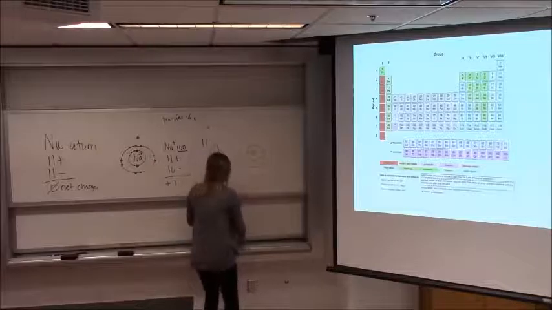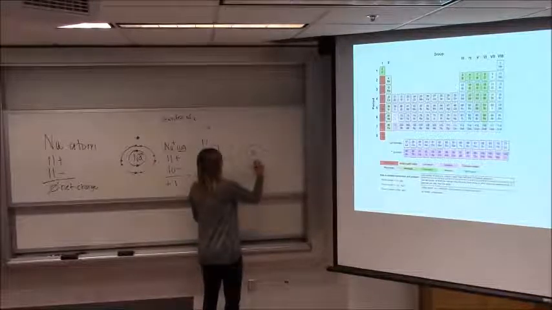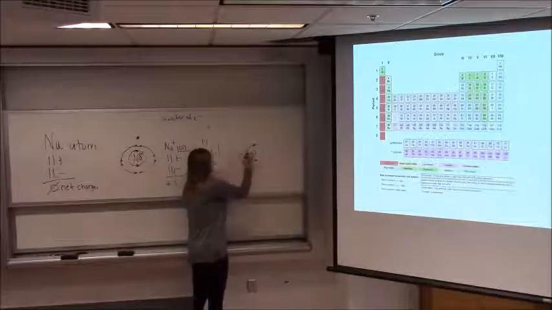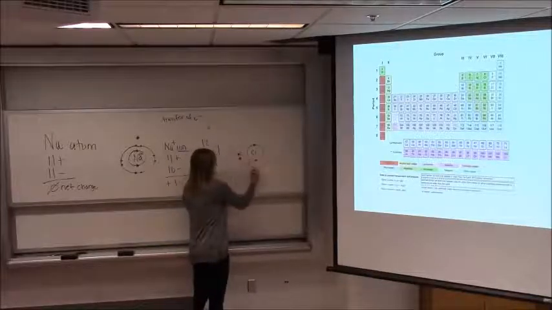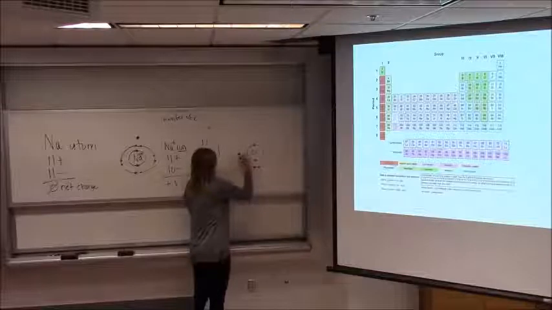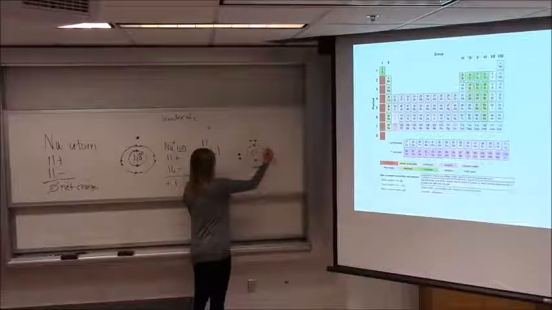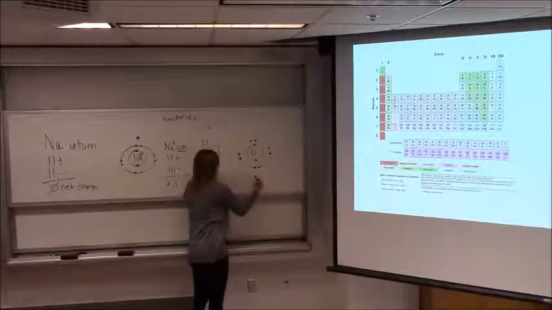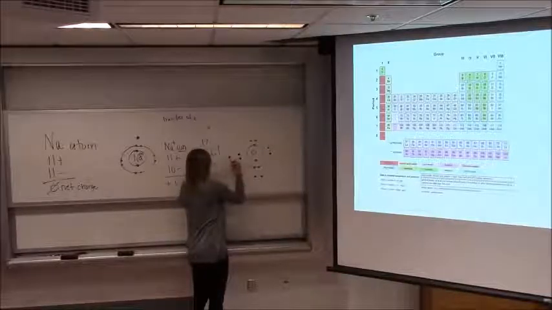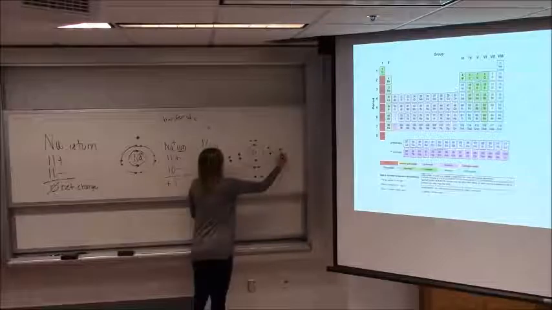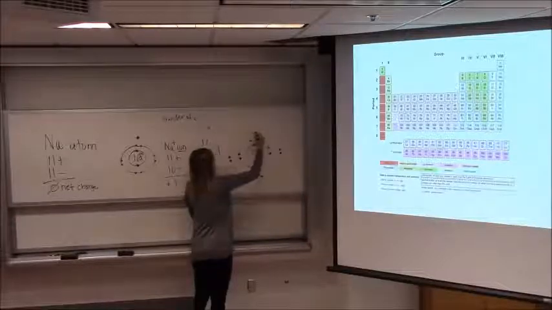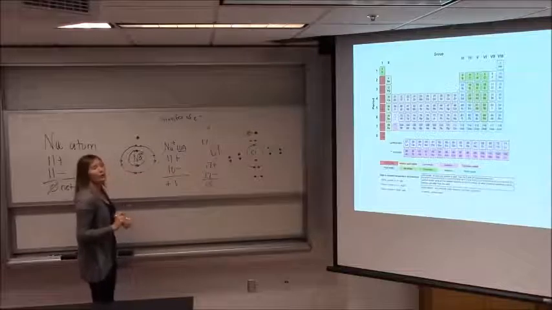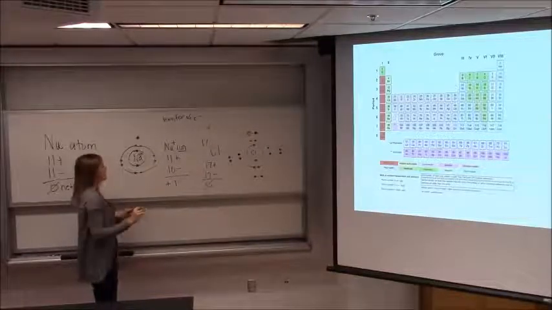Okay, first shell has 2. Second shell has 8. So now we're at 10, 12, 14, 16, 17. 1 spot available. Okay, so chlorine needs 1 to complete its outer shell.